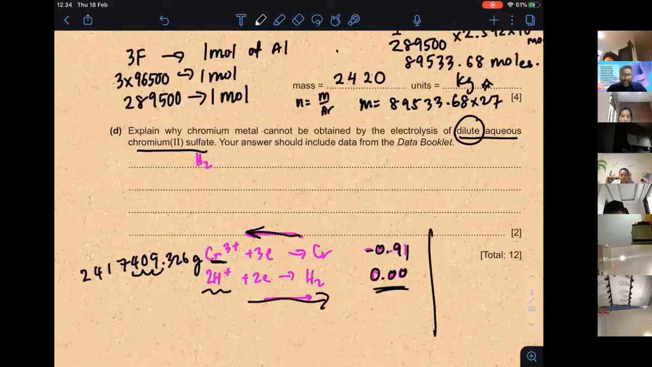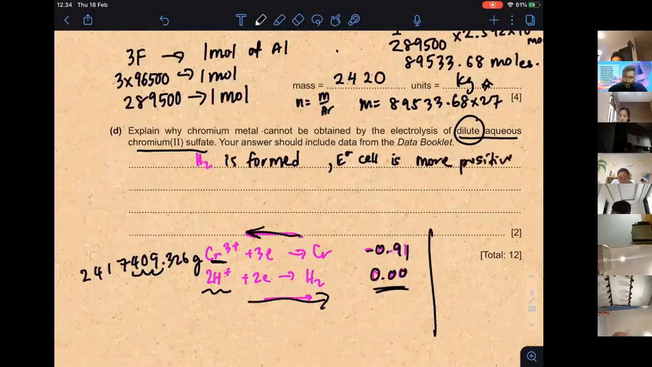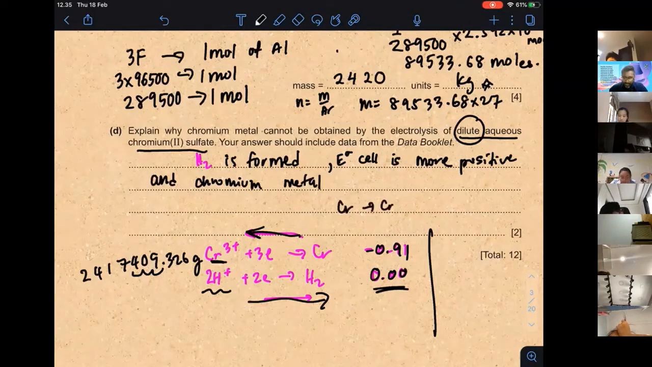You can say that hydrogen gas is formed, and tell why, because the E cell is more positive, and chromium metal will be used up. Chromium metal is going to change to Cr3 plus, so it's going to be oxidized. That will give you the 2 marks.